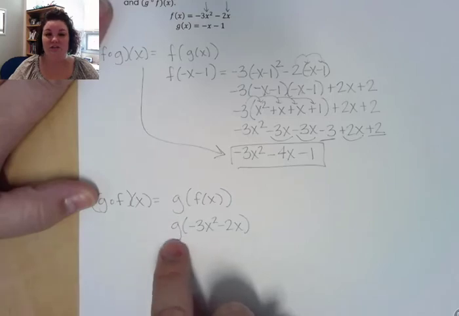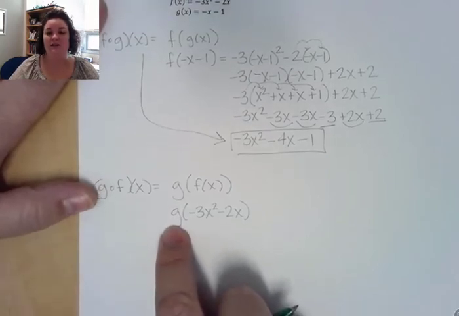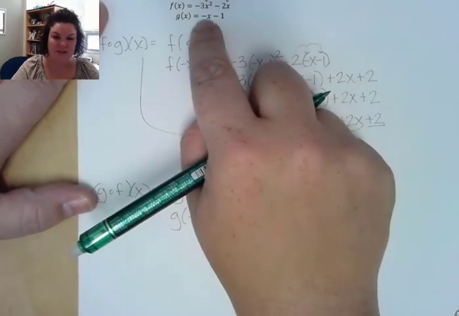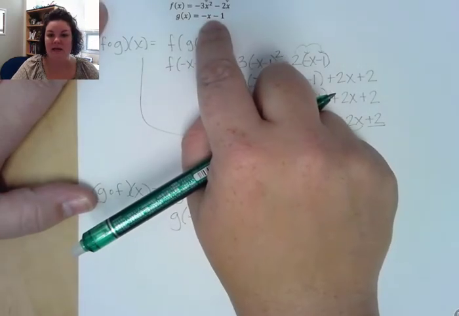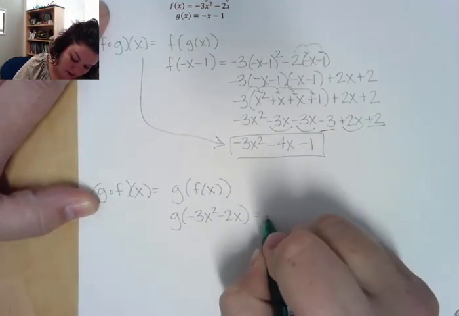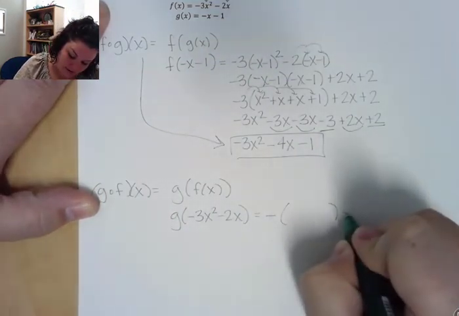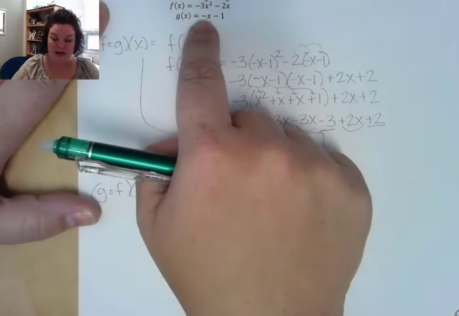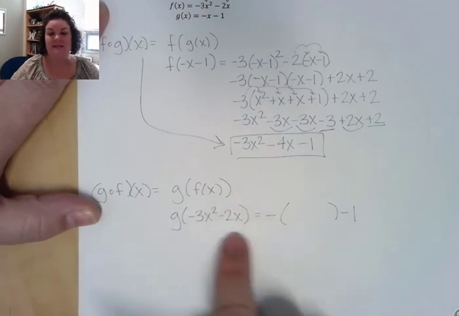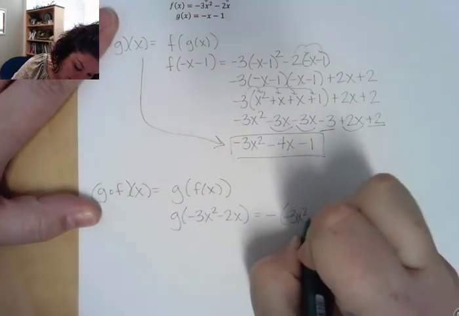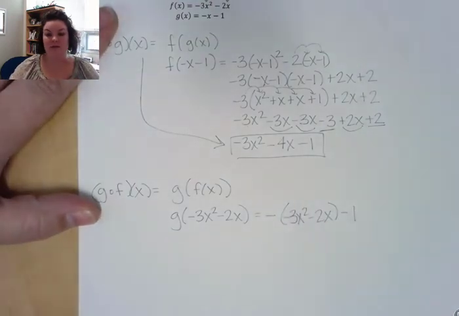So let's look at our g function and see what it does to its input. So if I look at my g function, it says to do the opposite of my input and subtract 1. So I want to do the opposite of my input and subtract 1. And my input that I'm plugging in for x is whatever this ugliness is inside my parentheses. So I have negative 3x squared minus 2x inside my parentheses.